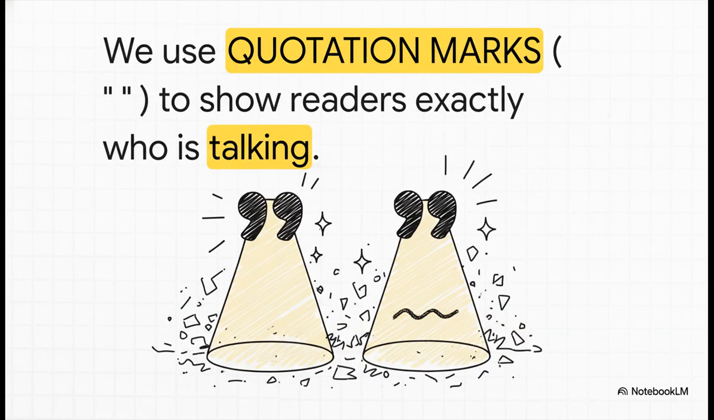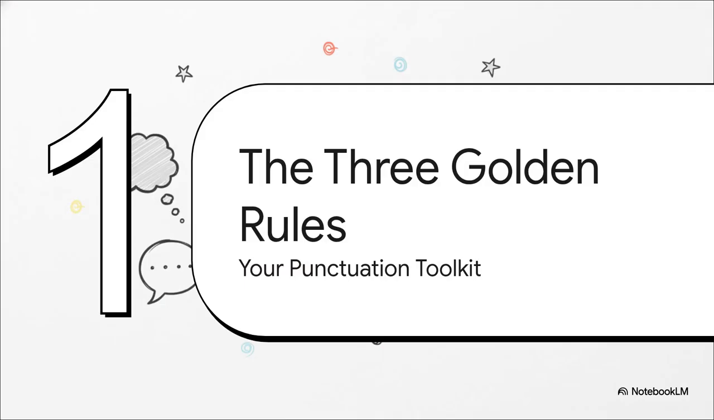And this is our number one tool, quotation marks. These two little symbols, they are so powerful. Think of them like a spotlight, shining directly on the spoken words and separating them from everything else on the page. Honestly, mastering dialogue pretty much comes down to 3 golden rules. Let's break down your new punctuation toolkit.